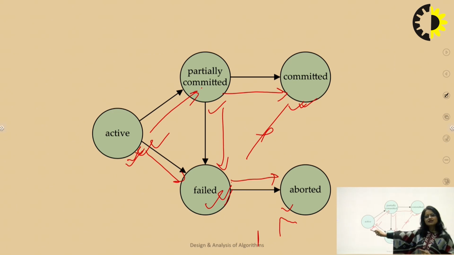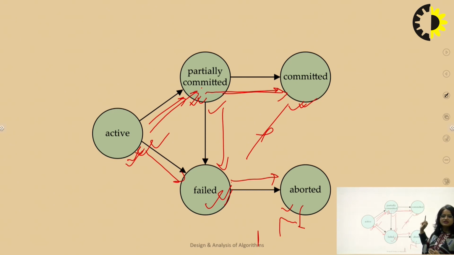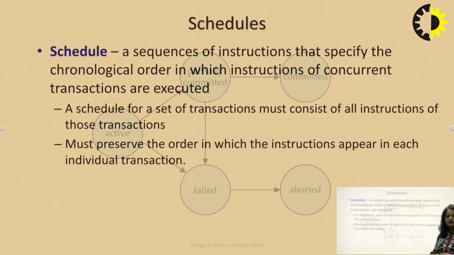The initial state is the active state, when the transaction is in execution. When it comes to the final statement execution, it is partially committed, but not yet updated in the database. When we are able to update the database, it is committed. And when partially committed changes into failed due to some error, we have to abort it, roll it back to the safe state, and restart it. So these are the 5 states of transactions. I believe it is clear.